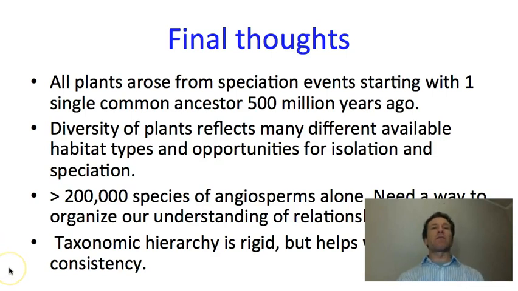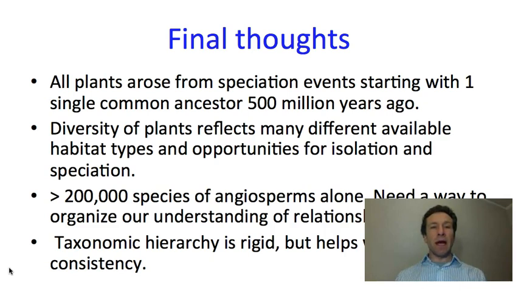Some final thoughts from today's lecture. First, speciation is super important. All plants, literally every single species of plant, came from speciation events starting with only one species around 500 million years ago. We had that first species that colonized land, and then something happened that allowed that one species to become two, and that process repeated over and over again.